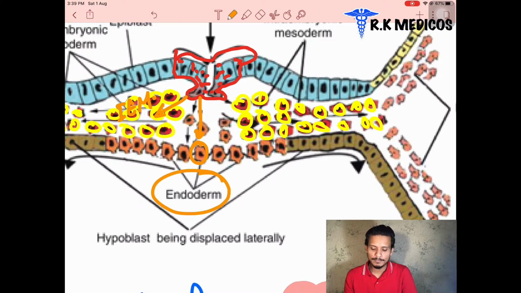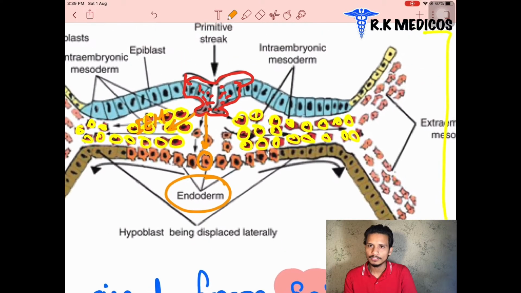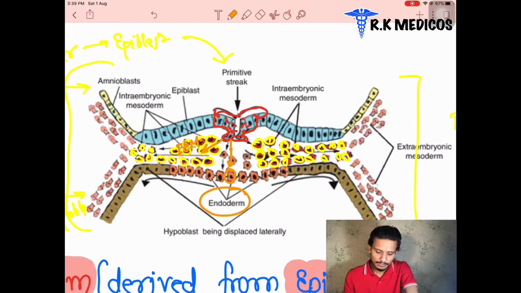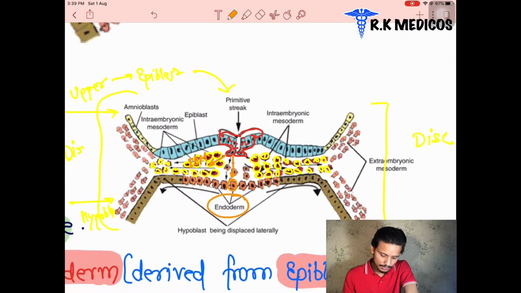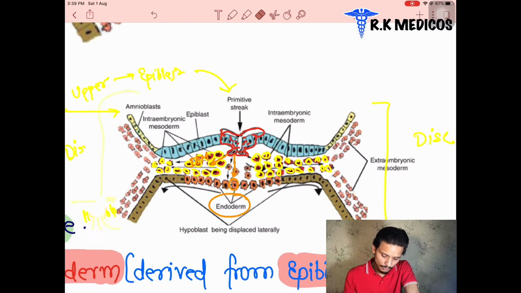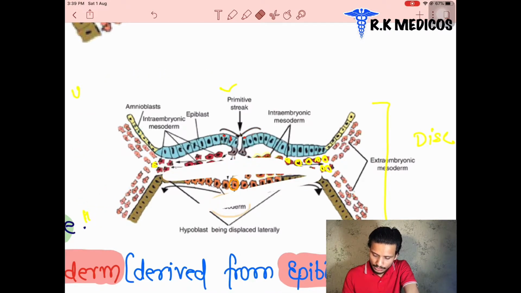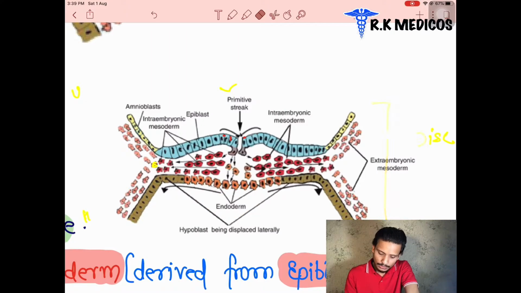So it's simple. The endoderm and the intraembryonic mesoderm are both developed from the primitive streak. It means both are formed from the same cells, that is, the epiblast cells. Hope it is clear to you now which cells form the endoderm or the intraembryonic mesoderm. Later on we are going to discuss this picture.